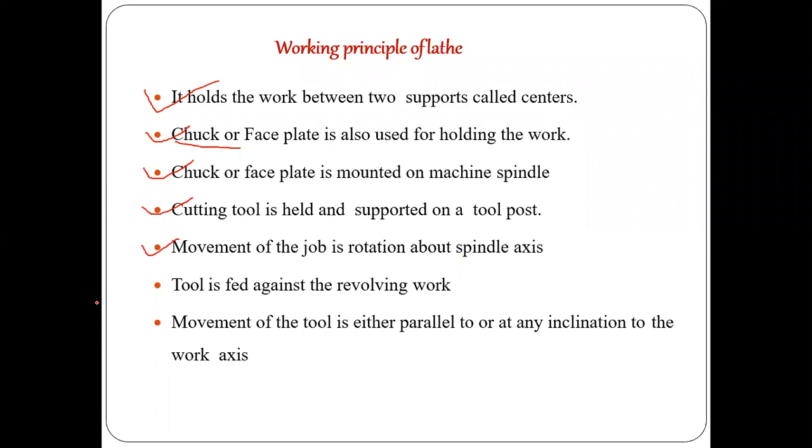So some kind of feed is given to the tool. As it rotates, at this particular position, you are removing the unwanted material. As it moves on, wherever the tool is moving, at this particular position, you are removing the material. So tool feed is against the revolving workpiece. This is revolving and tool feed is given. So you are giving a feed like this, right? Like this feed, you're removing the material.